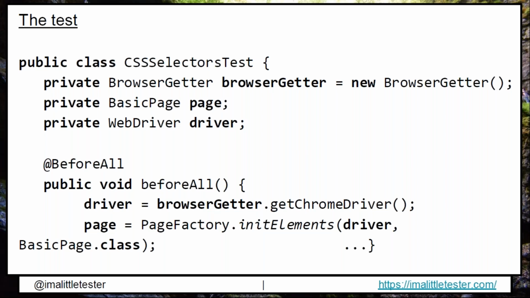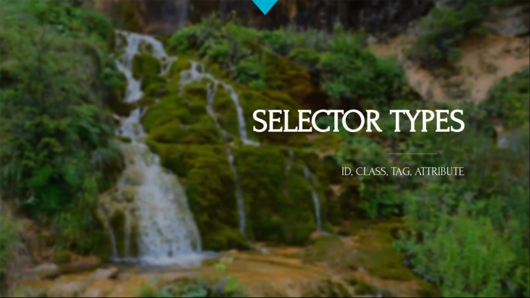How do I create my web element? This is where I will start talking about the CSS selectors. So there are several selector types that are available by default. We have the ID, we have the class, we have the tag, and we have the attribute.